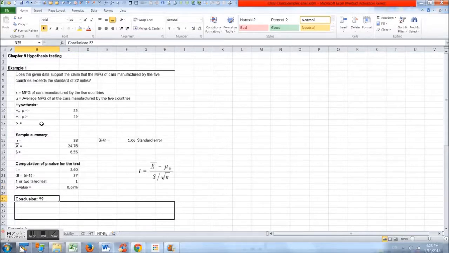Since the problem doesn't state an alpha, we use 5% as the default value. So the conclusion is, since p-value 0.67% is less than 5%, then we can reject the null hypothesis.